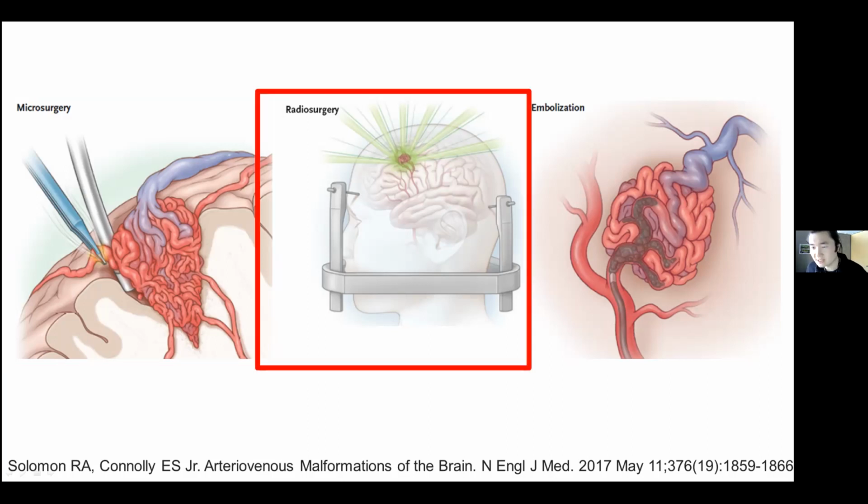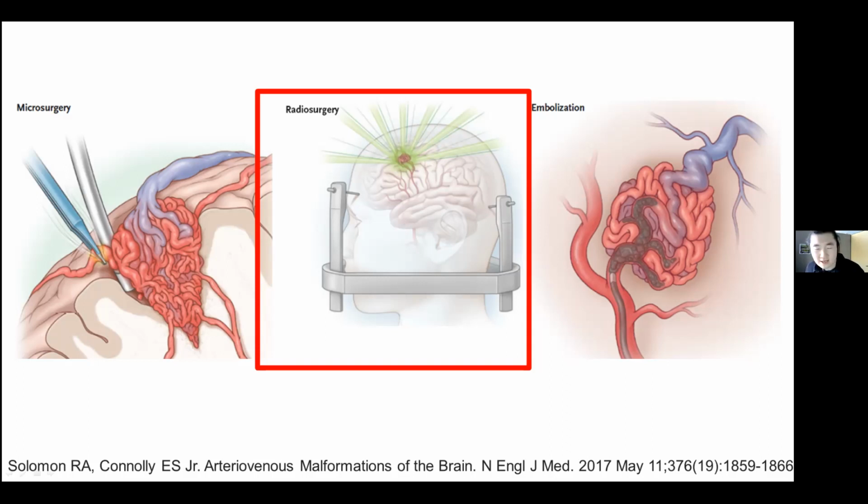The second option listed here is stereotactic radiosurgery, which is most successful for treating small brain AVMs. It basically uses very focused beams of protons, generally speaking, to define a volume in the brain AVM, and it's trying to induce progressive thrombosis.